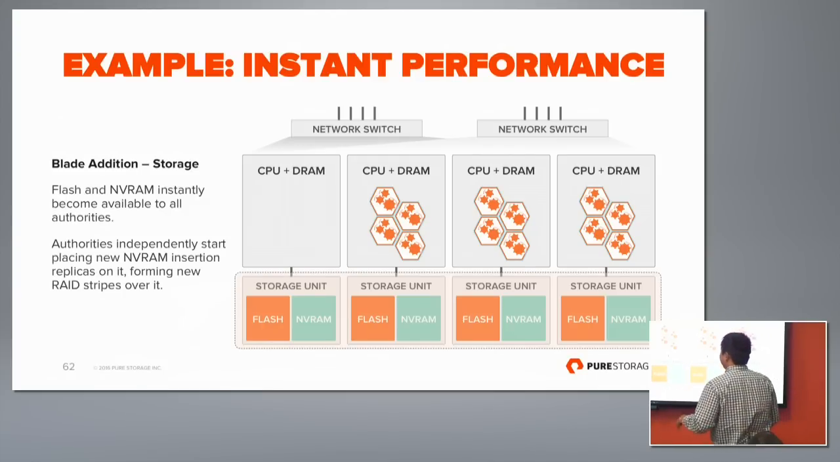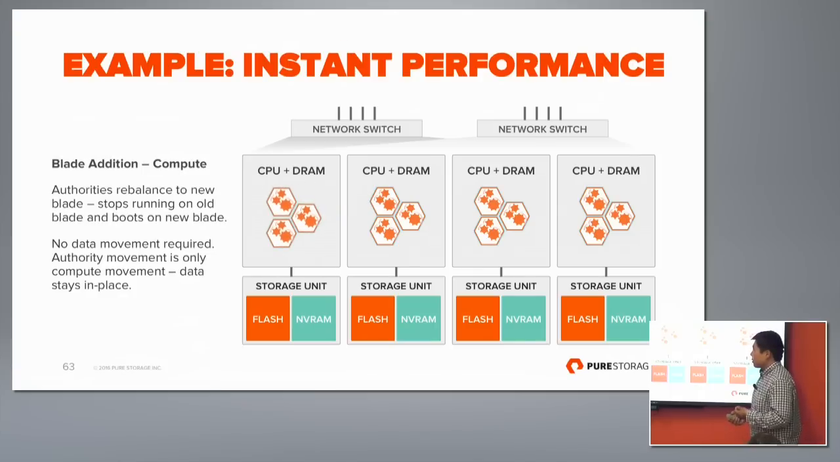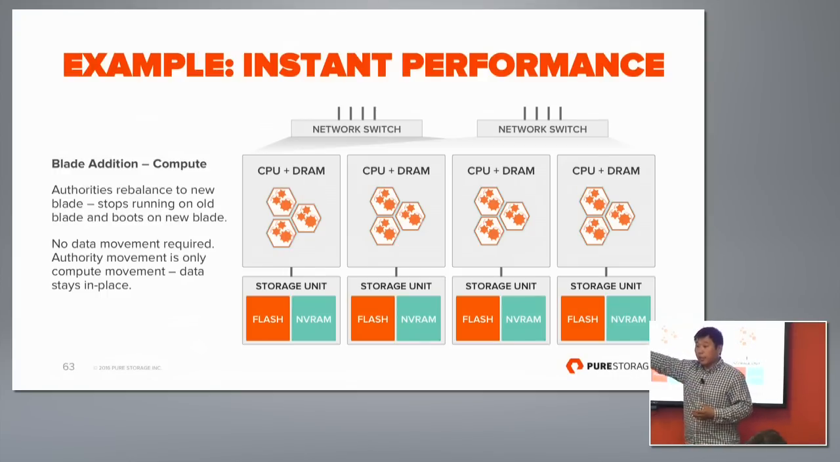Now independently, if we look at the compute tier, in addition to adding this raw storage, we've also added a bunch of compute cores and DRAM. And we'd really like to be able to take advantage of that. And so at the compute tier, what happens now is we form a global consensus that, hey, there are these new unused compute resources, and we'd like to migrate some of these authorities over to this empty blade, right?